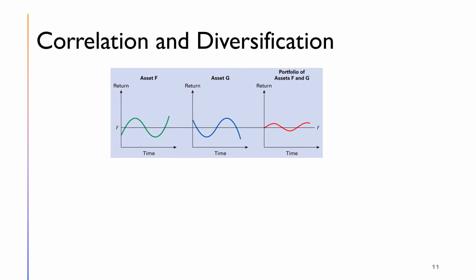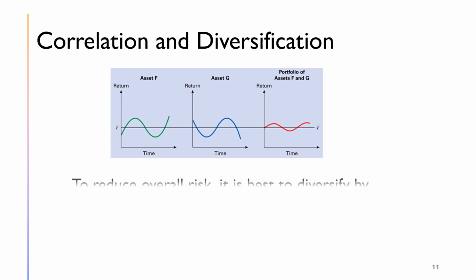The return of asset F and asset G move in opposite direction. They are negatively correlated. When the return of asset F is above average, the return of asset G is below average, and vice versa. When these two assets are combined in a portfolio, the risk of the portfolio falls without reducing the average return. In the third diagram, we can see that the variability of return is lower. The standard deviation of the portfolio has been reduced, and the portfolio return has less volatility.